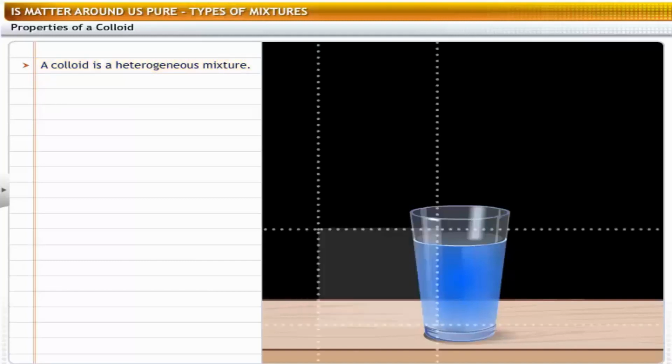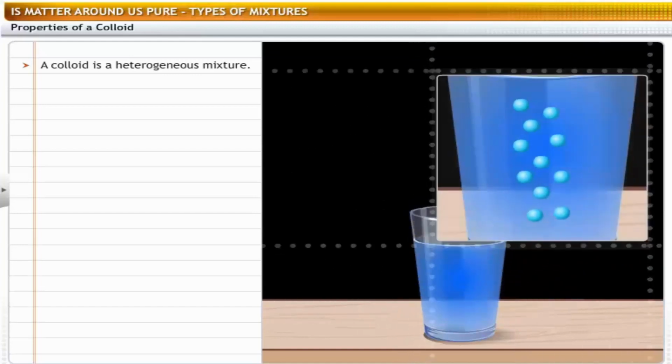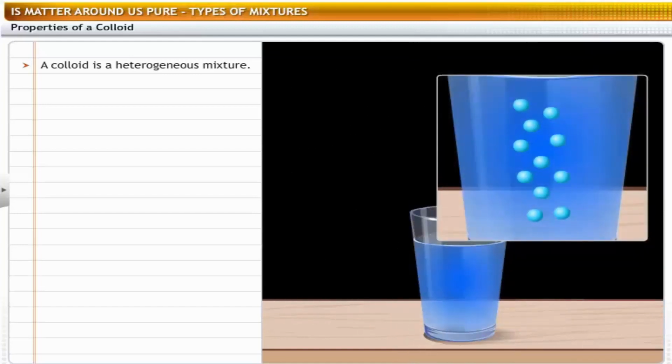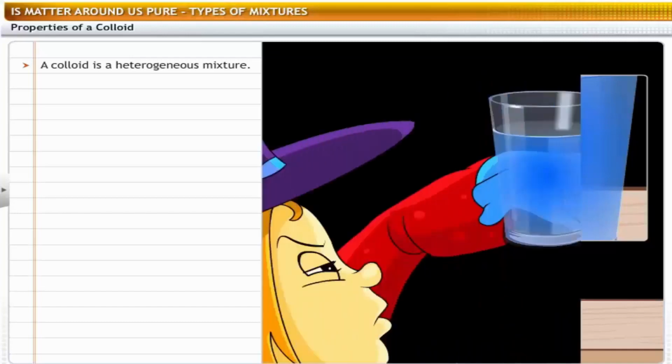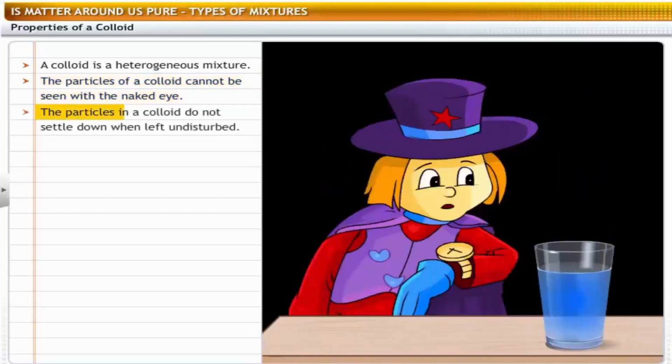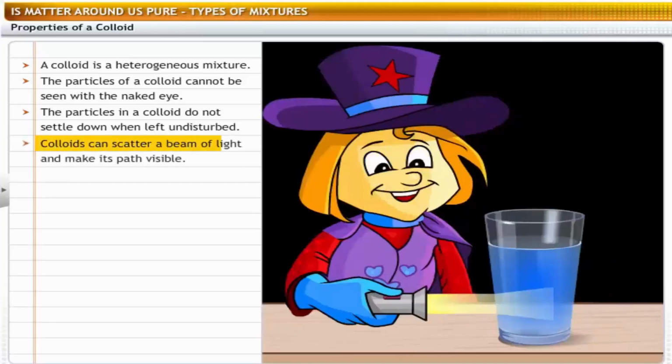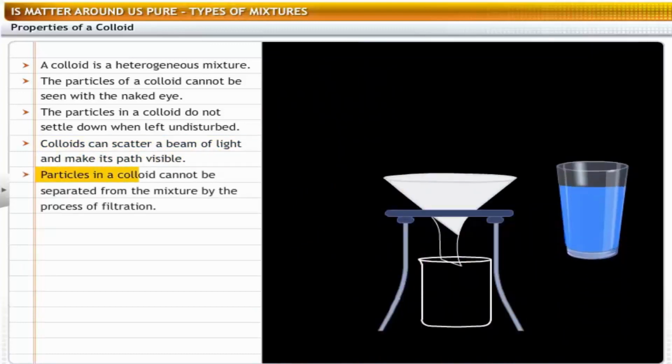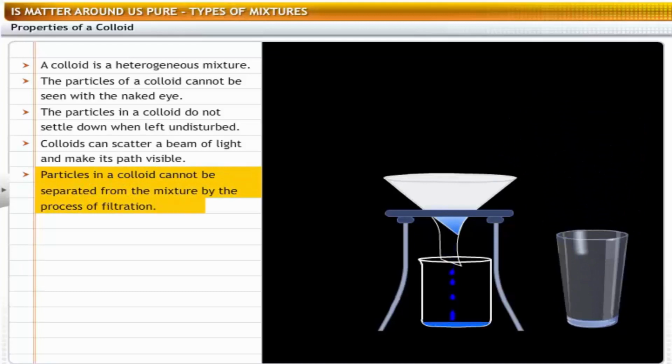Since its particles are smaller in size than those of a suspension, a colloid seems to be homogeneous. However, a colloid is actually a heterogeneous mixture. The particles of a colloid are very small and cannot be seen with the naked eye. The particles in a colloid do not settle down when left undisturbed. This shows the stable nature of the colloid. Colloids can scatter a beam of light and make its path visible. Particles in a colloid cannot be separated from the mixture by the process of filtration.